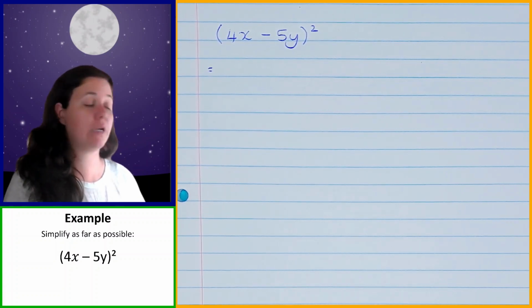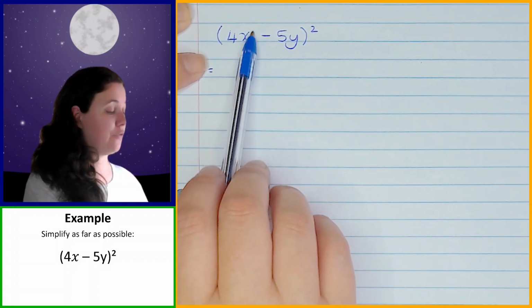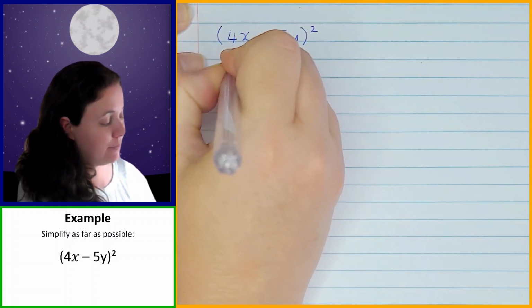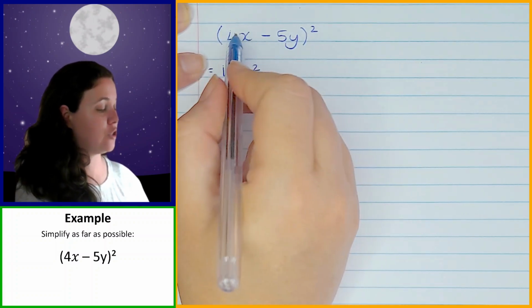You can use the shortcut, which is to say, because I'm squaring, I'm going to take the first term and square it. So I square the 4, that gives me 16. I square the x, and that gives me x squared. So I square the first term.